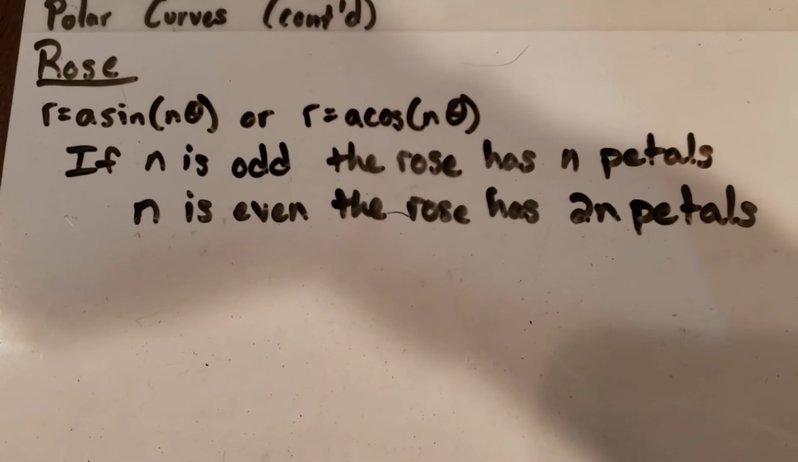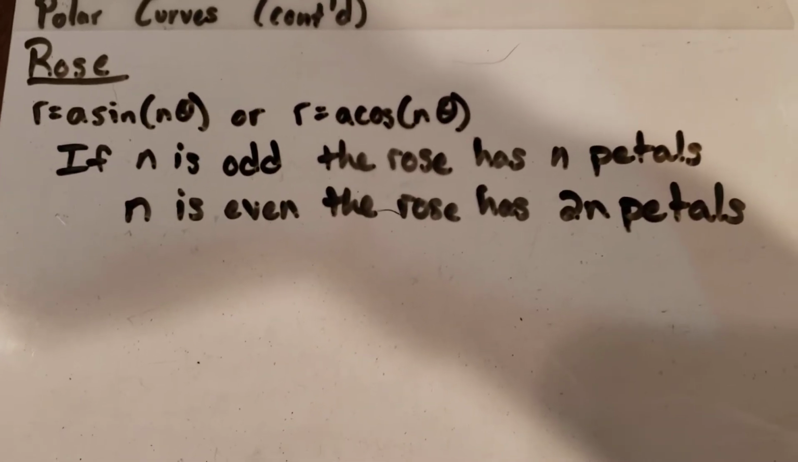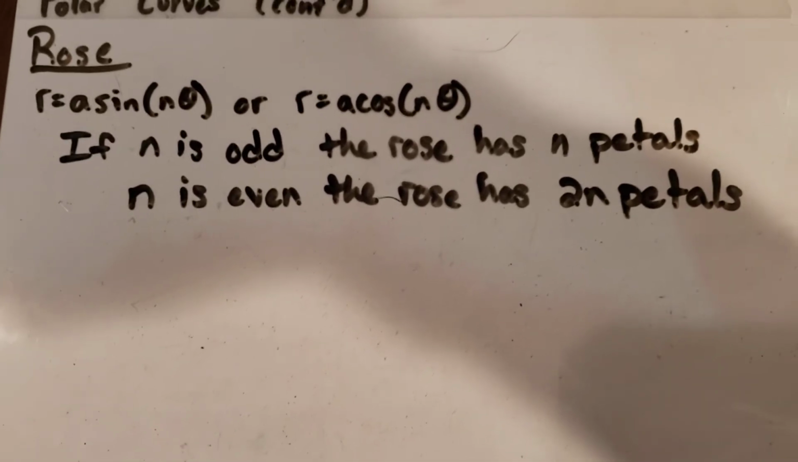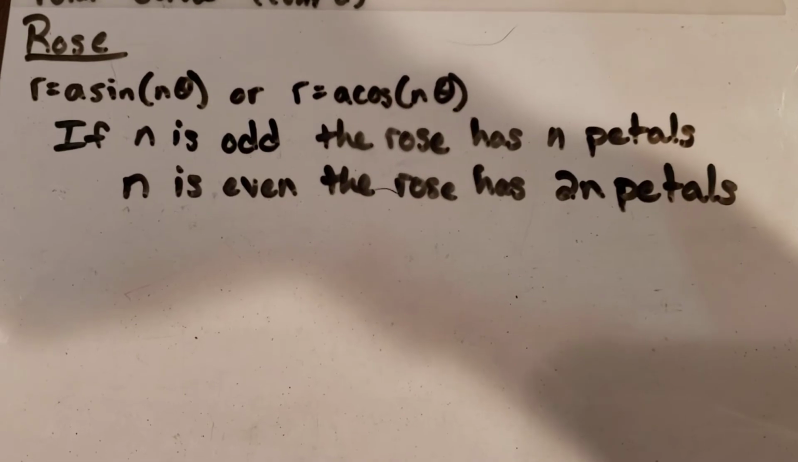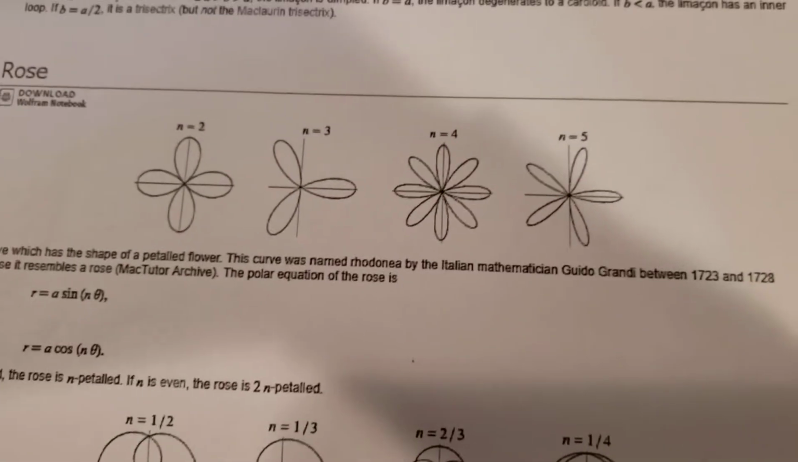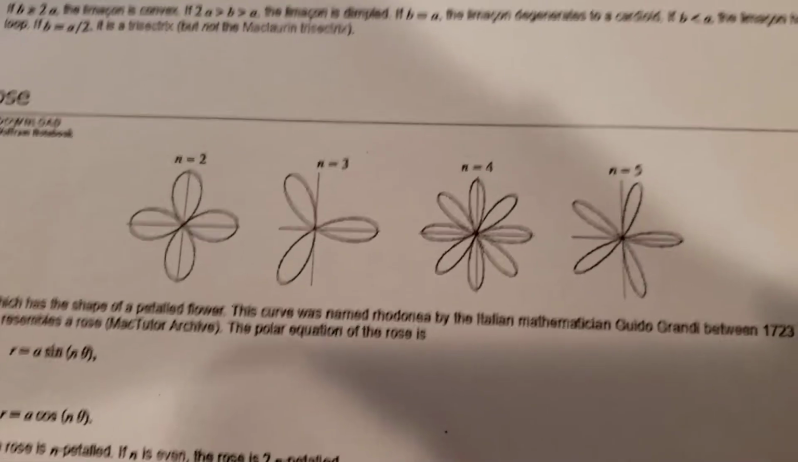Now, a rose will have petals. If n is odd, the rose has n petals. If n is even, the rose has 2n petals. So just for an example, I'm going to be posting this worksheet. Here are examples of rose curves.